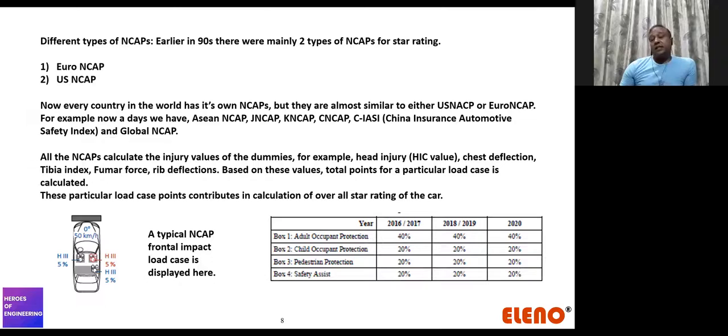I have seen the regulations by the Indian government, and it is also really not good that in the regulations they have included just one frontal impact case and one side barrier case, but there is no rear impact load case.